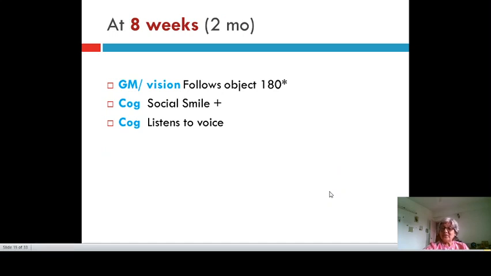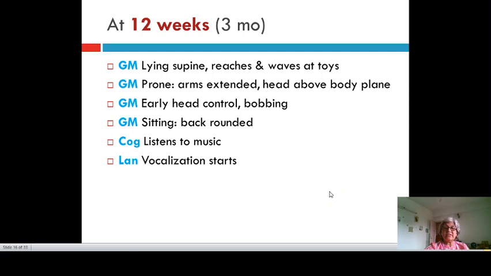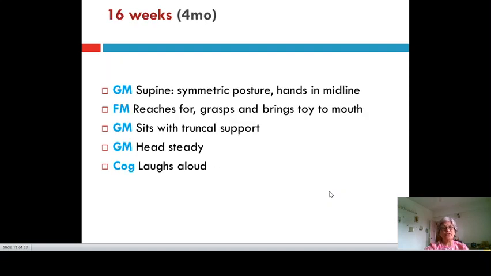At 2 months, now the baby has a definite social smile. He not only looks at the mother, but he looks at objects and he can trace the object through 180 degrees. And he listens to the human voice. At 3 months, lying supine, the baby reaches out and waves at a body like this. Putting the baby prone, the arms are extended, the head can be lifted above the body plane. There is an early head control, but still there is bobbing. The baby can be put to a sitting position, but the back is rounded. This is when the baby listens to music and starts vocalizing. Ow, that sort of noise.